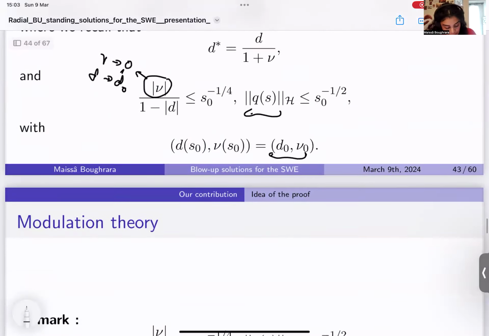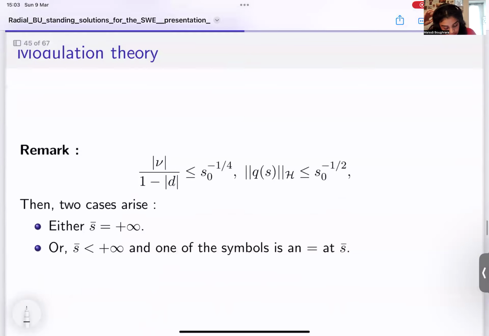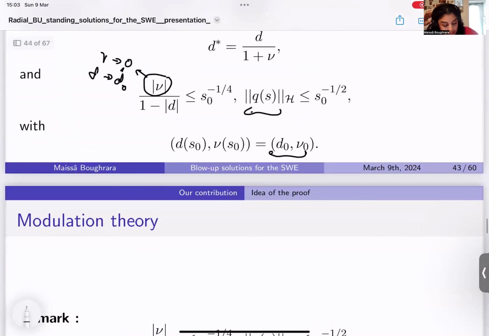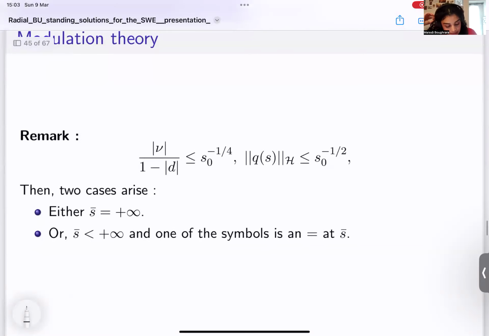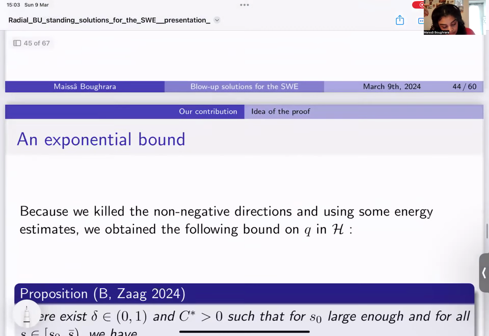Okay, so I want to make a remark about these last two results. From this we have two cases that might arise. Either the maximal time S bar is going to be infinite, or it's going to be finite. But in the case of finite, one of these two inequalities is going to be an equality. So this remark is very useful because it's going to help us later in our argument.